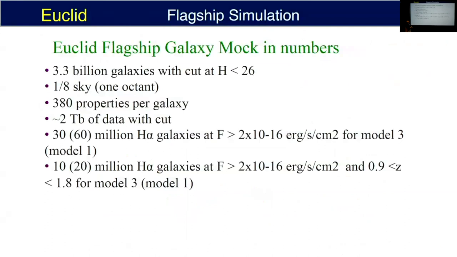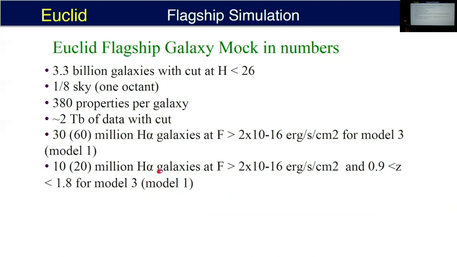So in the end, we cut our catalog at age 26, and we have 3.3 billion galaxies in the catalog that we serve from our portal. It's 1 octane of the sky. Each galaxy has 380 properties. So it's a huge database. I think it's around 2 terabytes that we are serving.